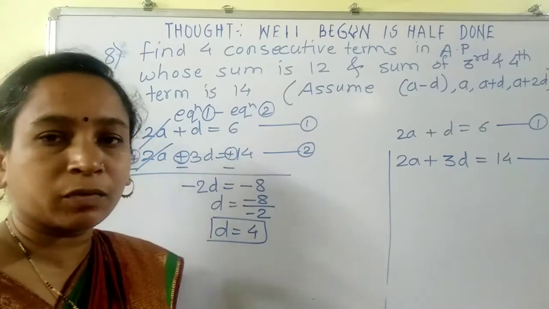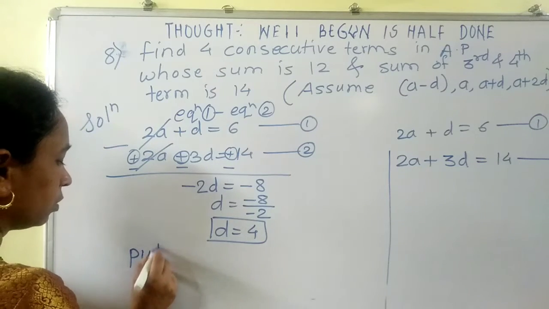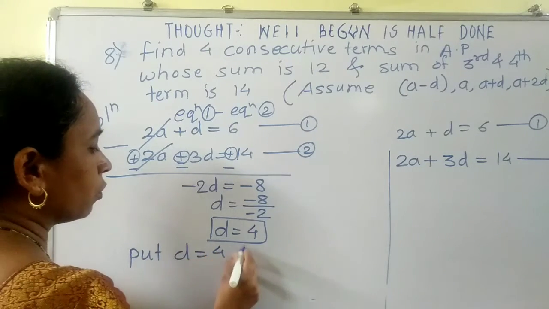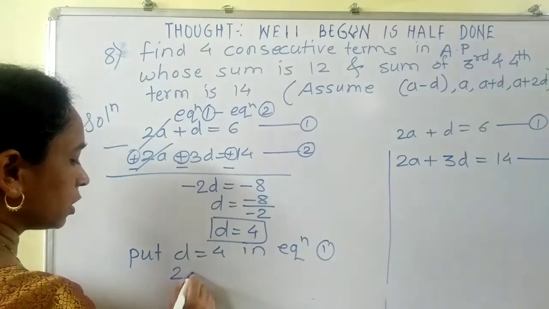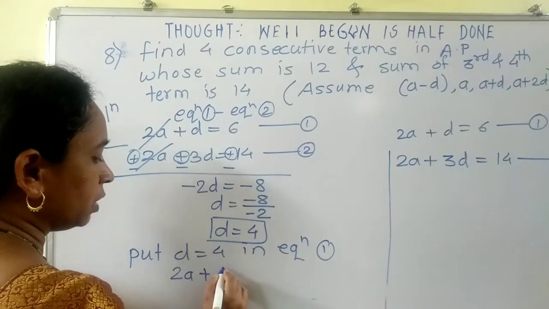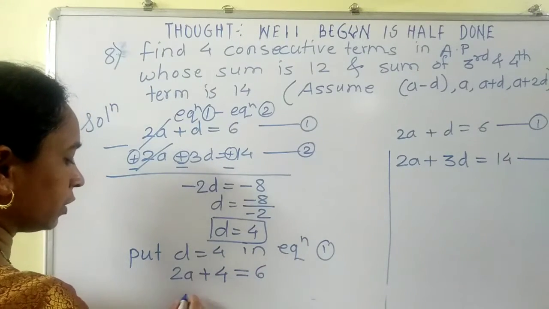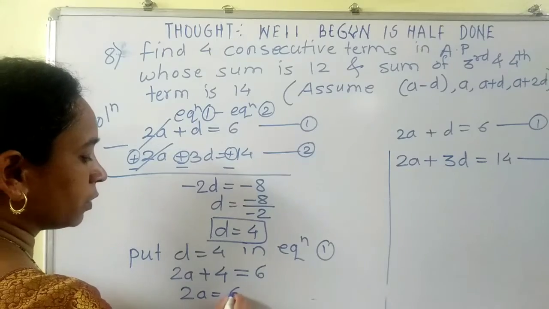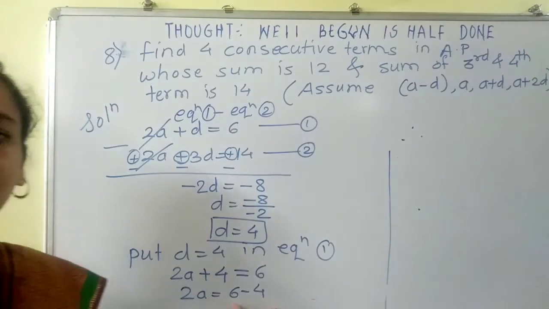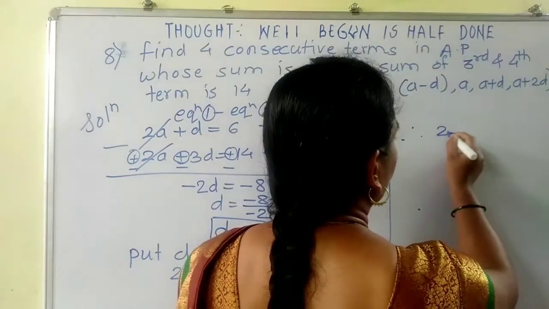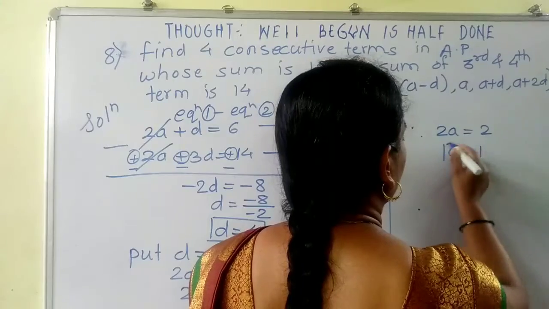Put this D is equal to 4 in one of the equations. I'll put it in equation 1. So the equation is 2A plus D, that is plus 4, is equal to 6. Transfer 4 to this side. 2A is equal to 6 minus 4. Therefore, 2A is equal to 2. So A's value would be 1.